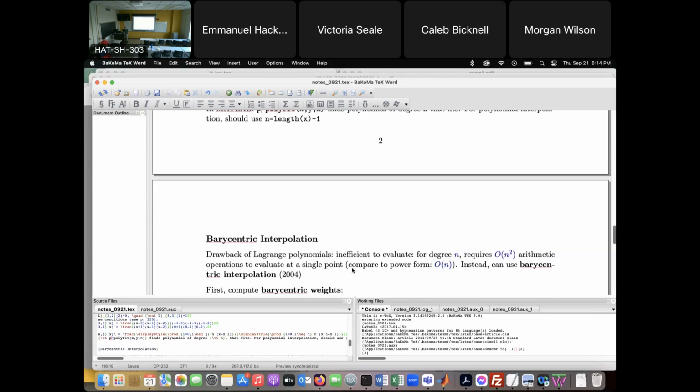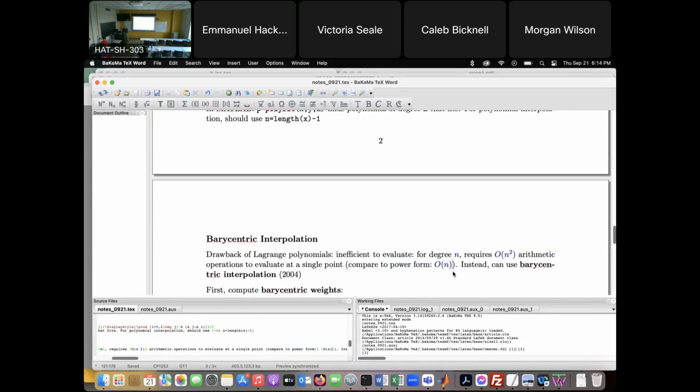Because if you have a polynomial in power form of degree n, it's possible to evaluate it in order n arithmetic operations, if you arrange it properly. We're going to see something about that later. But with Lagrange form, it takes order n squared work to evaluate at a particular x. And that's too much work, because it's already known that we can do better than that.